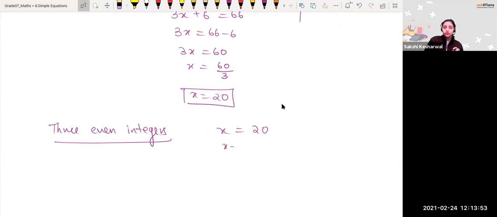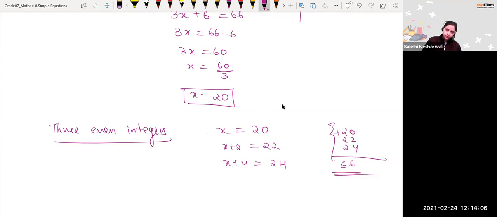X plus 2 is equal to what? 22. X plus 4 is equal to what? 24. Now what you do, you add these just to check. That is 20 plus 22 plus 24. Is this sum 66? Yes. So your answer is correct. So this is your answer, right?